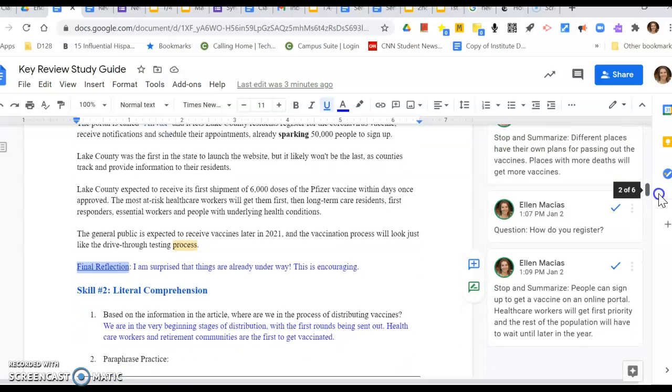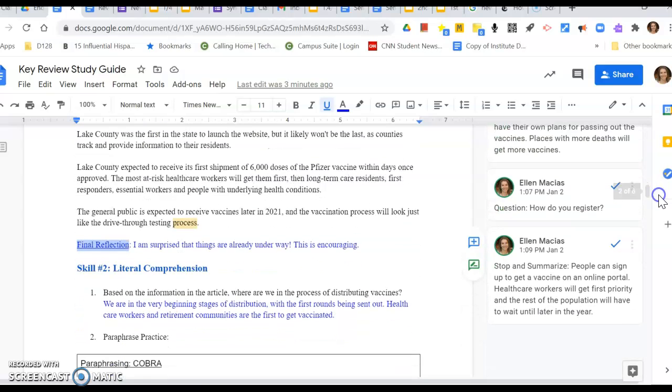Maybe you didn't have all the annotations from the checklist, or you just didn't have as many. And then you can continue when you're ready. Okay, skill number 2 is literal comprehension.